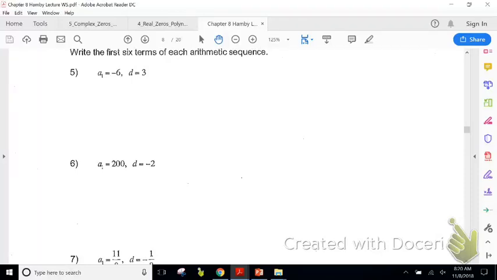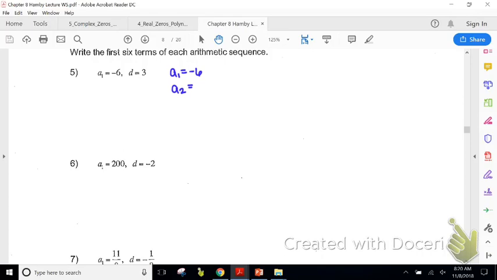All right, so now we're going to write the first 6 terms of the arithmetic sequence. Notice they gave me the first term and they gave me the common difference. So the first 6 terms, so I know my first term is what? And so what is my second term going to be? Well, the common difference is 3. What does that mean we're going to do to it?